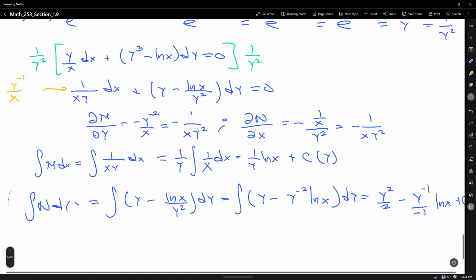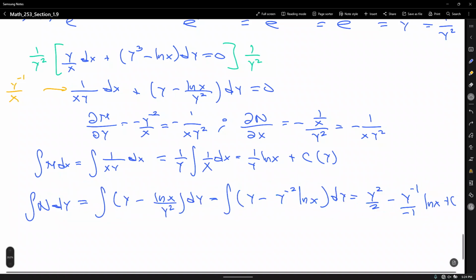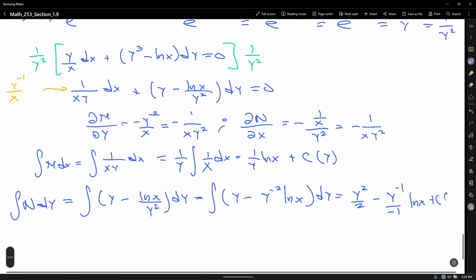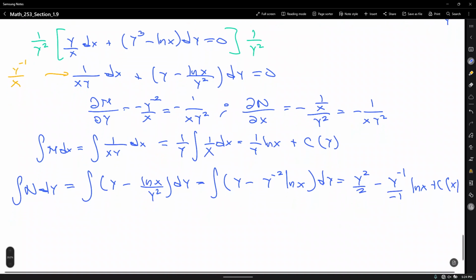Okay, let me make some room here. Whoops, that's not what I wanted to do. Okay, there we go. So, plus some c, which is a function of x. Well, let's clean that up. Number one, this is y squared over 2 minus minus, is that a plus? Ln of x, and then this y to the negative 1 goes down with a positive exponent.